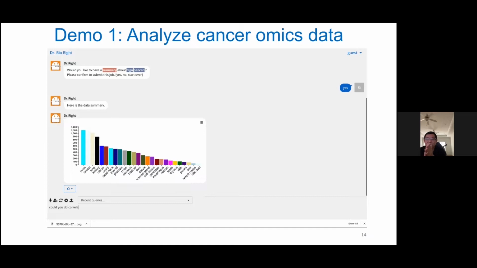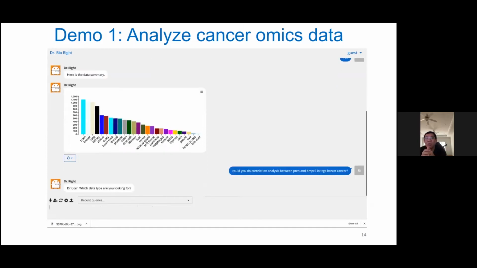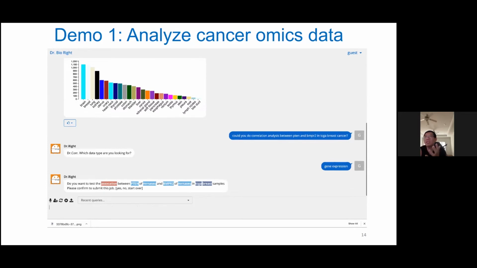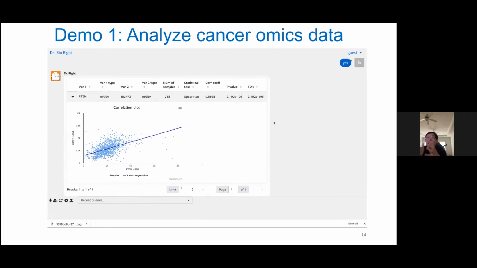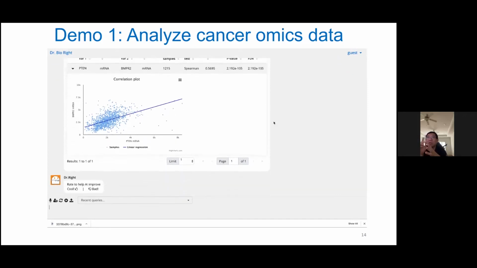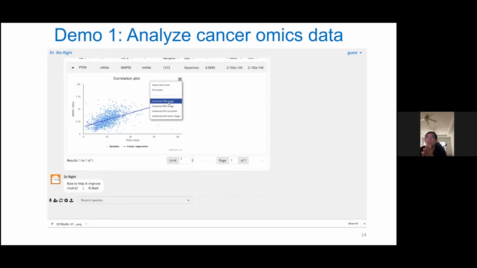For example, you can ask the question, could you do a correlation between, say, PTEN gene versus BMPR2 gene in TCGA. So in this case, you're interested in breast cancer. In this sentence, you did not specify which molecular data type you are looking for. DrBioRight will ask you which data type you are looking for, and you say you want the correlation between gene expression. Then DrBioRight got this idea and asks you, do you want to test association between the two genes? Now immediately you see it can generate this scatter plot where it shows these two genes, PTEN and BMPR2, show very positive correlation in breast cancer, and then you can download that figure.